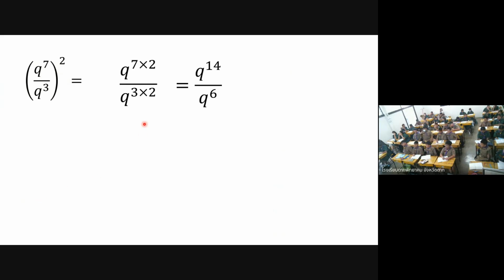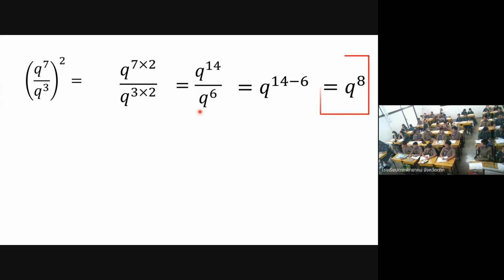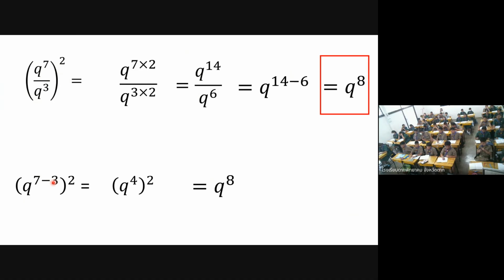And again, since both have base Q, we can simplify it. Again, this is the rule. We can simplify it as Q to the power of 14 minus 6, which is Q to the power of 8. Or again, we can simplify the parentheses first. So we're going to have Q to the power of 7 over Q to the power of 3. We can simplify as Q to the power of 7 minus 3, all power 2. And so we're going to have Q to the power of 4 to the power of 2, which is Q to the power of 8. Understand?